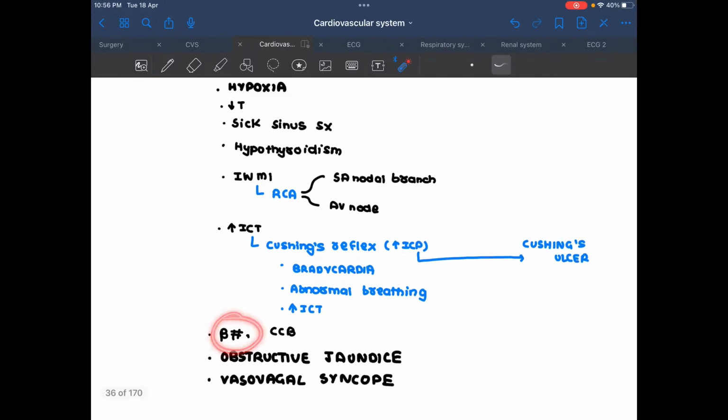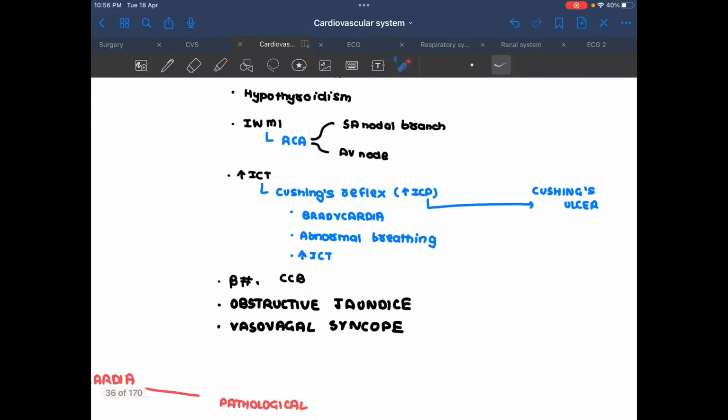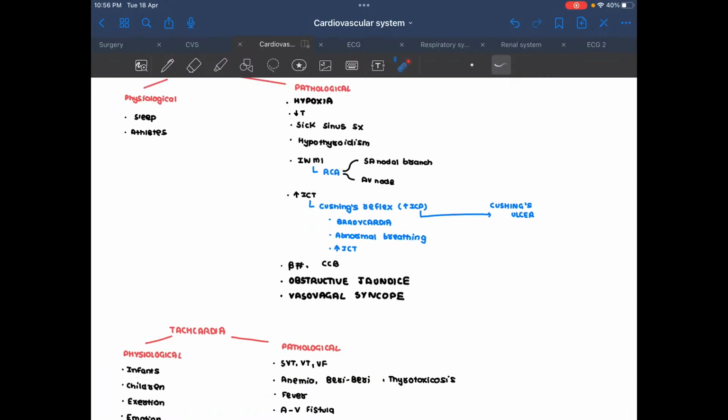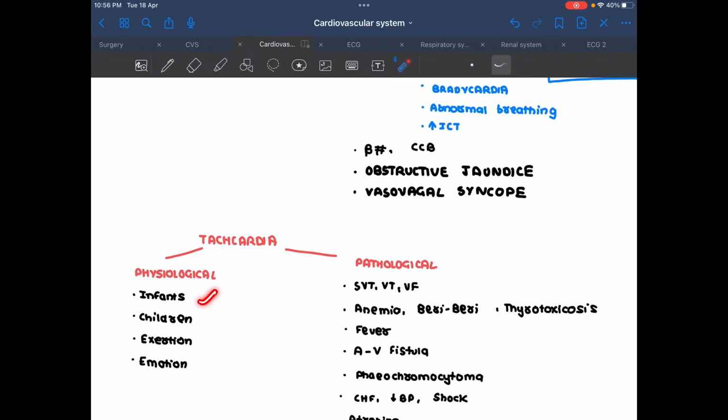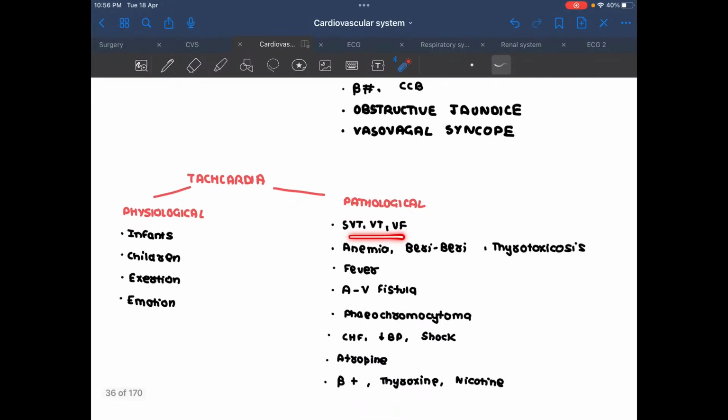Beta blockers can lead to bradycardia, we know. CCBs can lead to bradycardia, we know. We already studied that the slow action potential is mainly mediated by calcium, so calcium channel blockers can affect that. Obstructive jaundice is a very important cause, and vasovagal syncope. Tachycardia we can have physiological, like in infants, children, exertion and emotion. Whereas pathological we can have different types of fibrillation or tachycardia. We've seen that. Anemia, beriberi, thyrotoxicosis are very important.